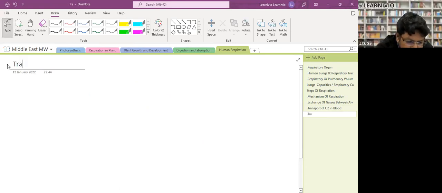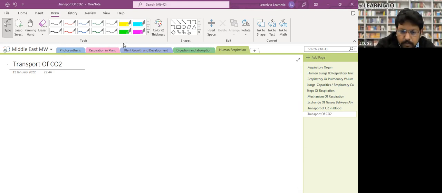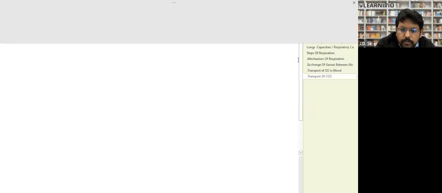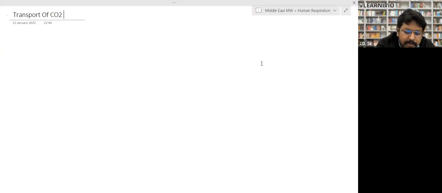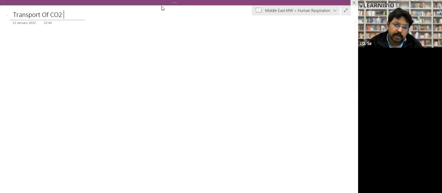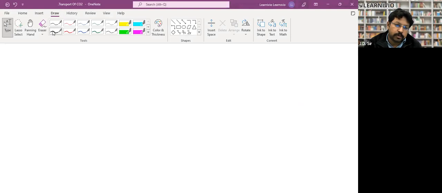Transport of CO2. So oxygen is transported in a very simple manner, but CO2 is not transported in that simple manner. CO2 is transported in three ways. First I want to tell you how the CO2 is transported.